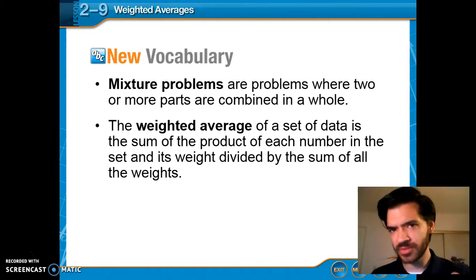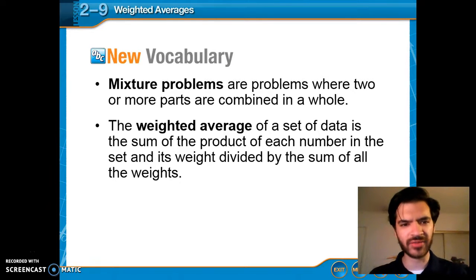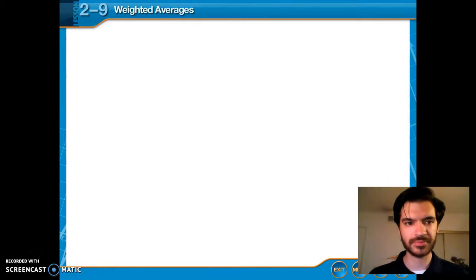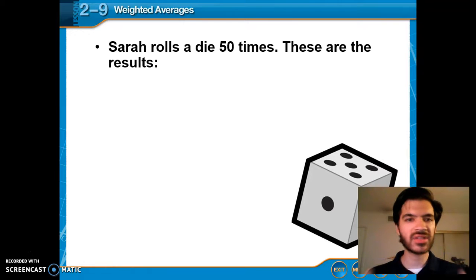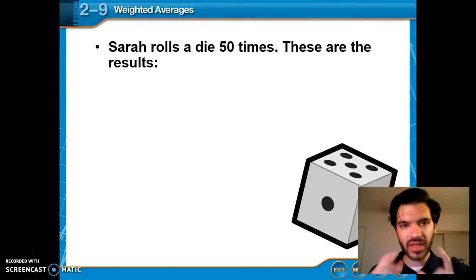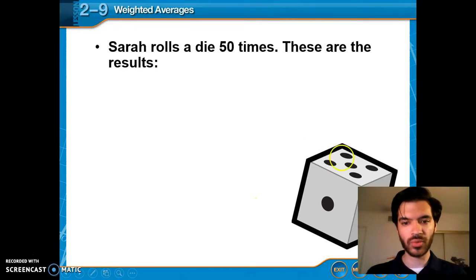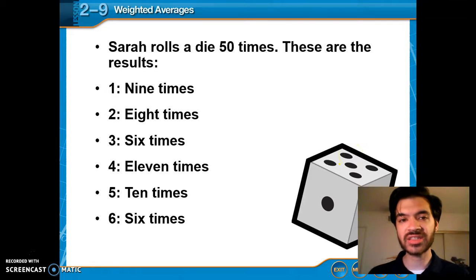Now, this may seem like a very confusing definition. Weighted average? What is this? What on earth does this mean? Well, let's look at an example. Let's say Sarah is rolling a dice 50 times. Each die has 6 faces with a different number on it, like 1, 3, 5. So it's 1 through 6. If she rolls, she gets these different examples.